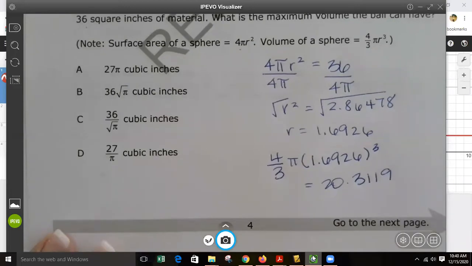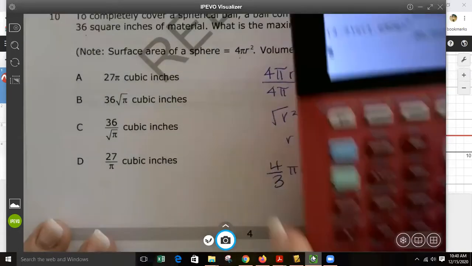All these are in terms of pi, but that's okay, because again, you get to use your calculator. We're just going to plug in our answers and see which one gives us the same decimal. It takes 2 seconds. It's not a big deal. So we're looking for about 20.3.